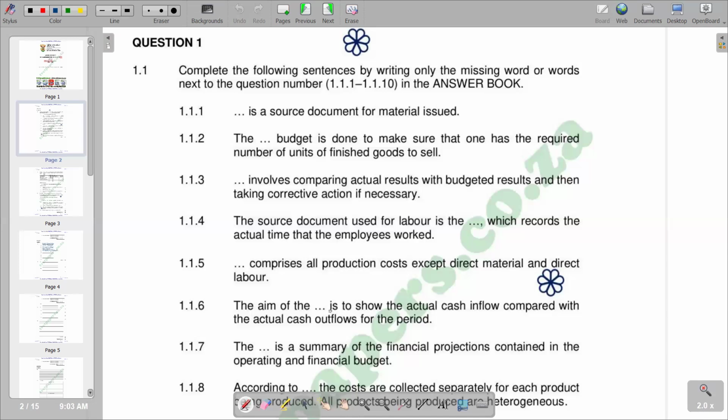The aim of the dash is to show the actual cash inflow compared with the actual cash outflows for the period. So remember, this is representing actual cash movements in and out of the business. And it is a cash budget that shows the actual cash inflow compared with actual cash outflows for the period. So we have got cash budget.